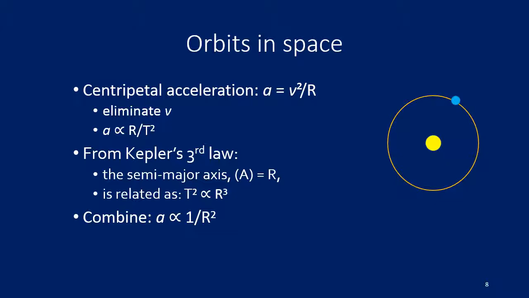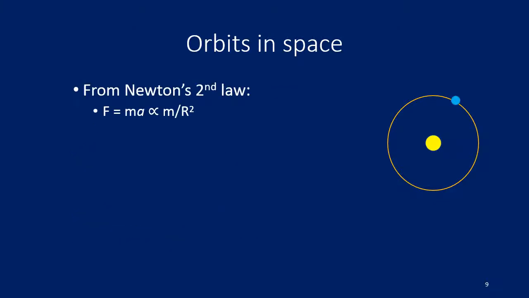If we combine these two equations, we have that the acceleration is proportional to the inverse of the radius squared. And this is an inverse square law in space. If we recall from Newton's second law, we can turn the acceleration into a force with the mass. So the force is proportional to the mass divided by the radius squared.